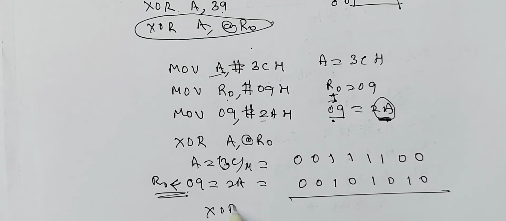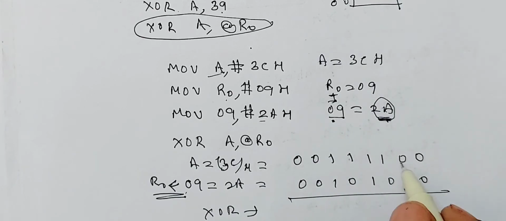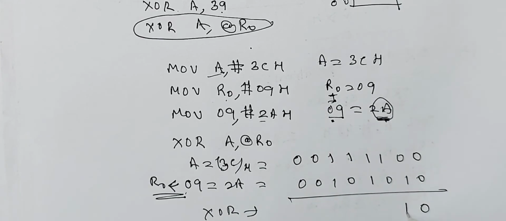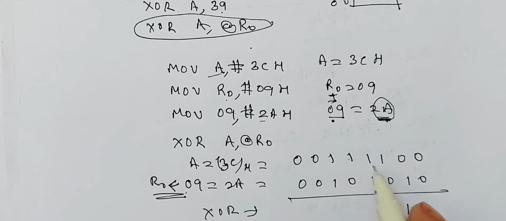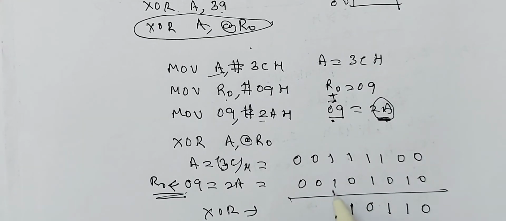Perform the exclusive OR operation. We know that in exclusive OR, if both inputs are same, the output is 0. Otherwise, the output is 1. Here, both inputs are different, 1. Both inputs are different, 1. Both inputs are same, output is 0. Different, therefore 1. Same, 0. Same, 0. And this is 1.